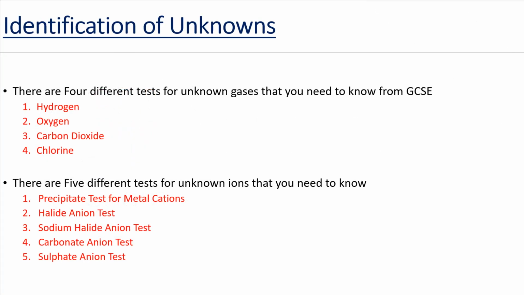So we're going to be looking at the identification of unknowns. This sort of comes at the end of all of the redox chemistry, the trends in group 2, trends in group 7, and we would have covered some of those tests individually, but now we're just going to bring them all together. So we're going to quickly recap the 4 different gas tests that you need to know from GCSE because they're still useful and relevant, and then we're going to talk about the different tests we need to know for unknown ions.